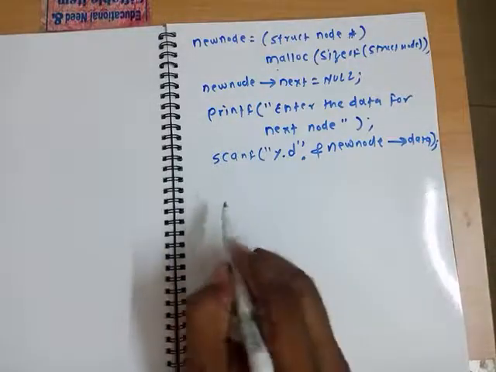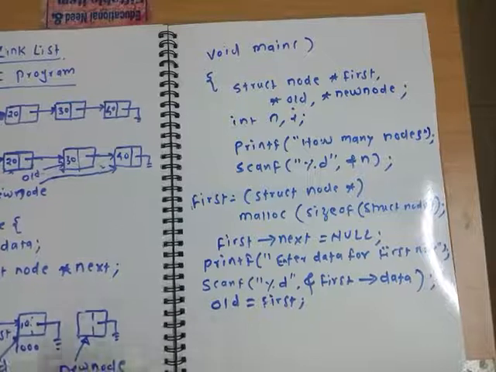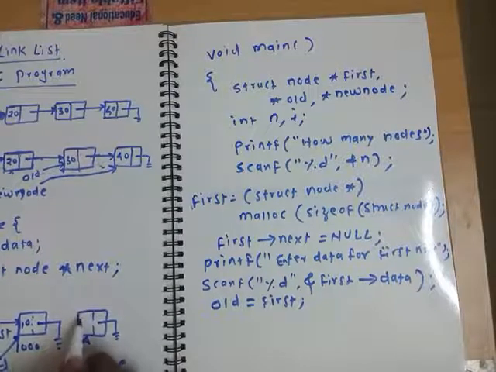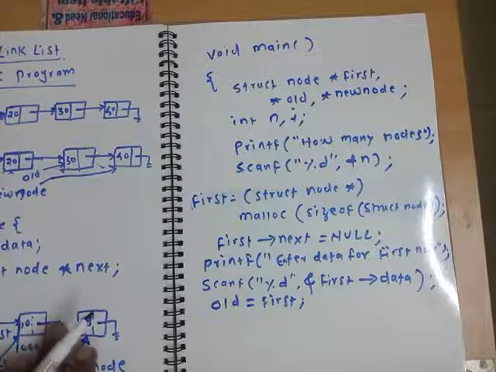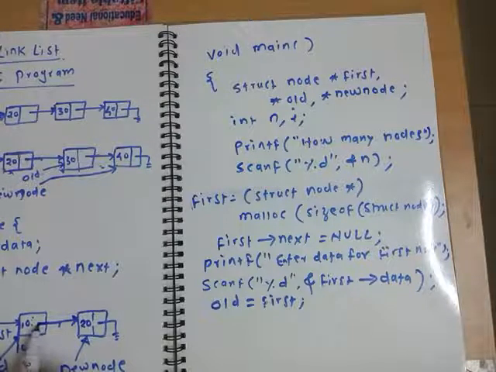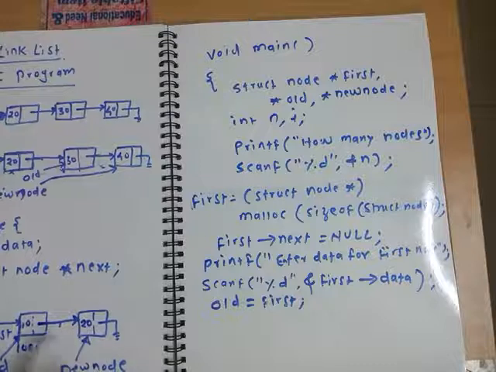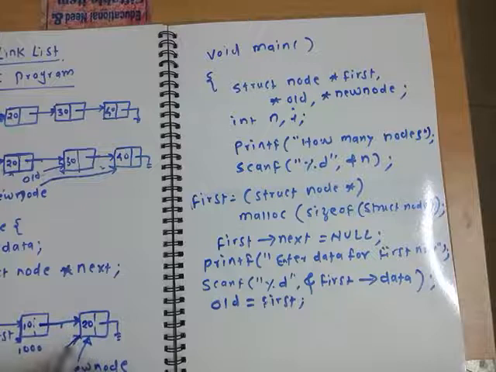Okay. So far, the user has entered data for this node, and that data has gone here, right? So far we have done this. Now what we want to do is set the old arrow next to point here. So the next step will be that the next pointer of the old node will point to the new node, and then we'll move old to this location, that is, the new node location, right? So these two things we would like to do.